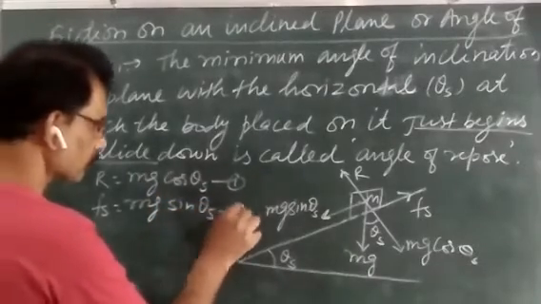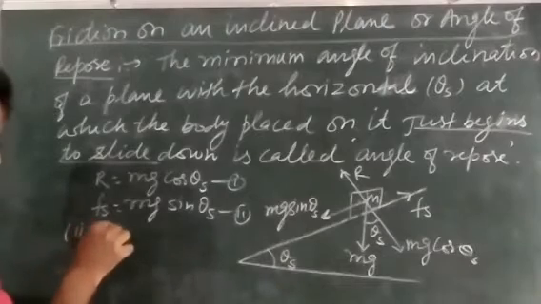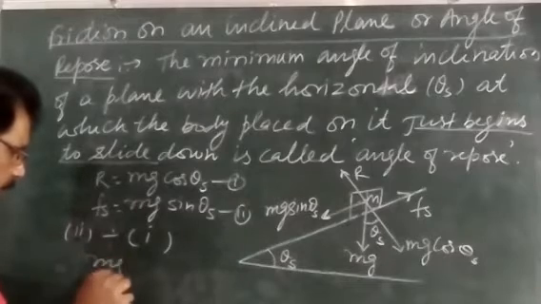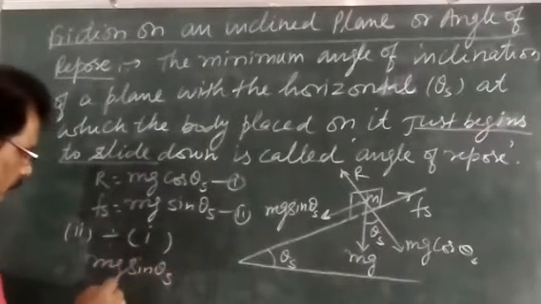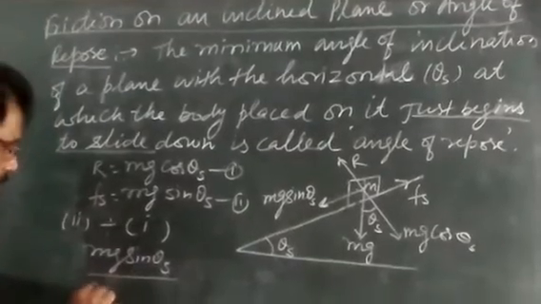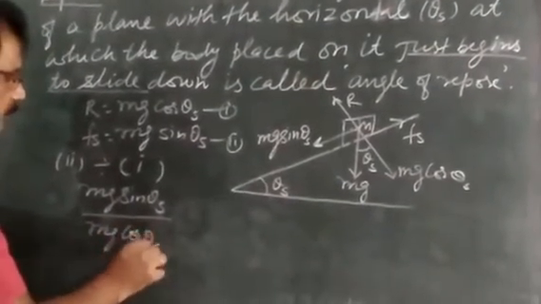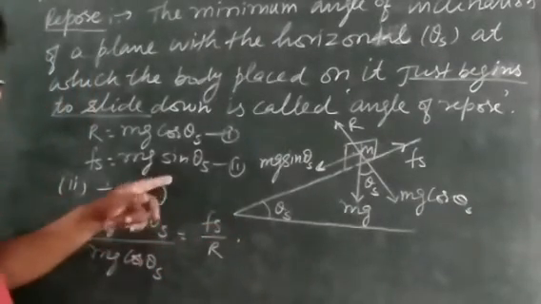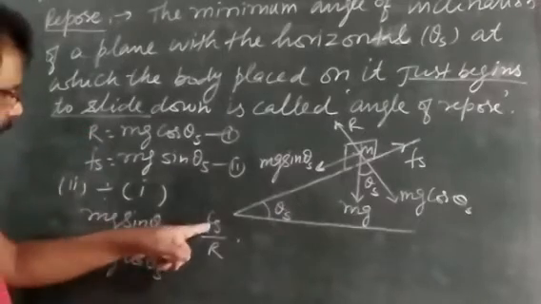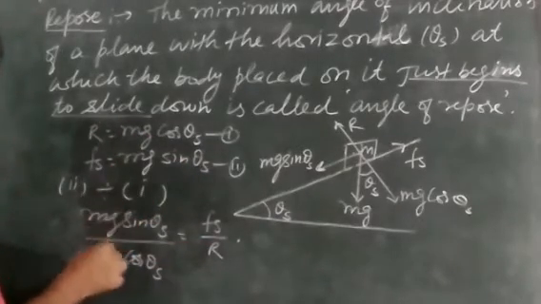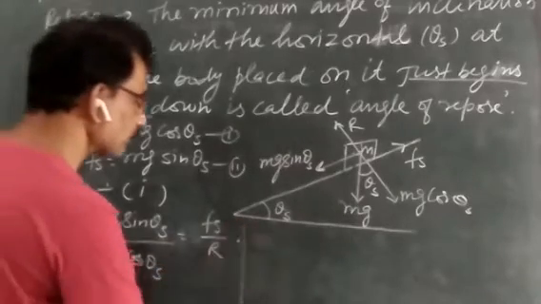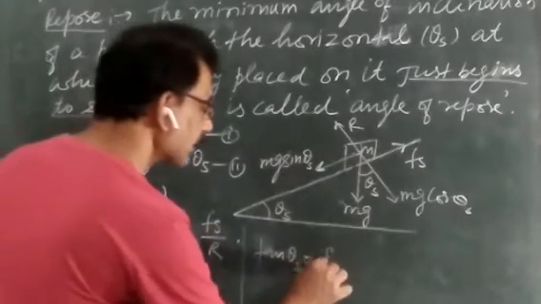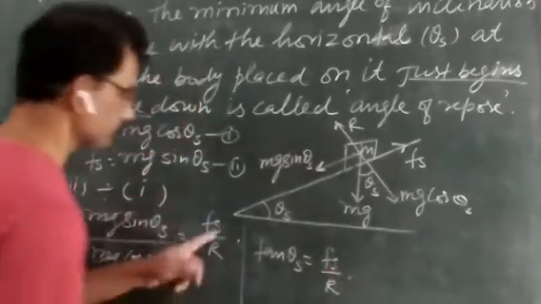This is equation number 2. And when equation 2 is divided by equation 1, we can write mg sin theta s upon mg cos theta s is equal to Fs upon R. Here mg is cancelled by mg. Sin theta s upon cos theta s, you can write tan theta s is equal to Fs upon R.